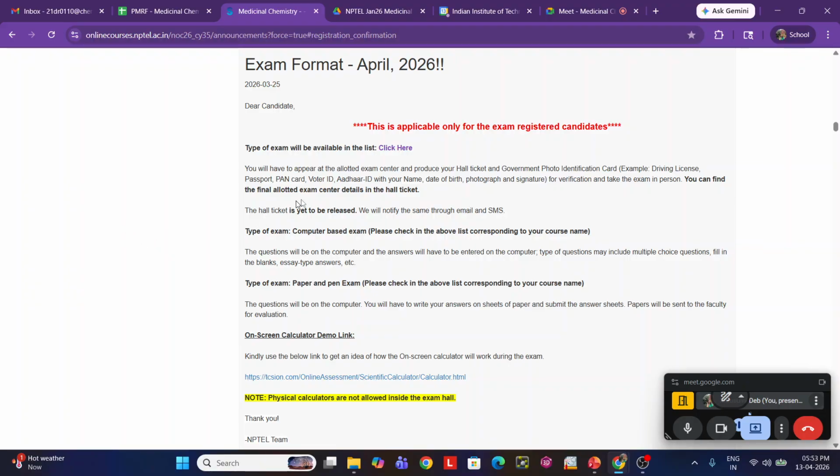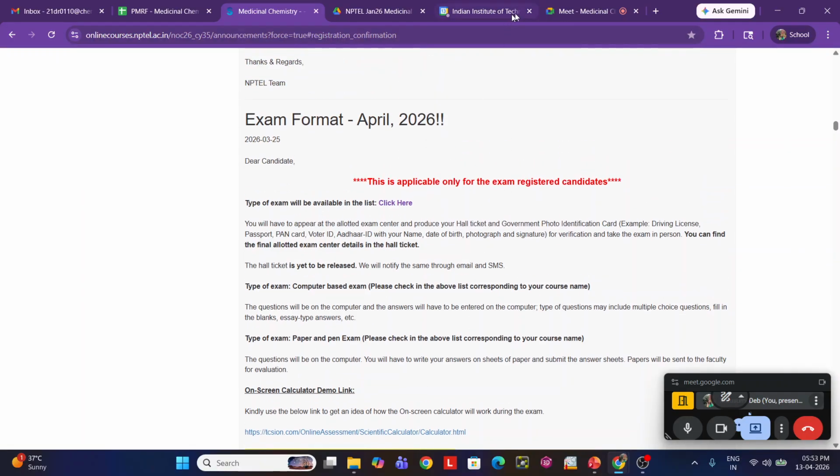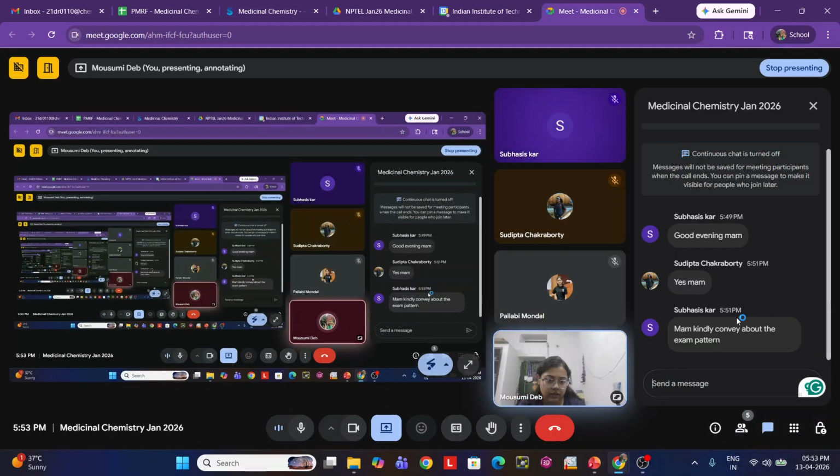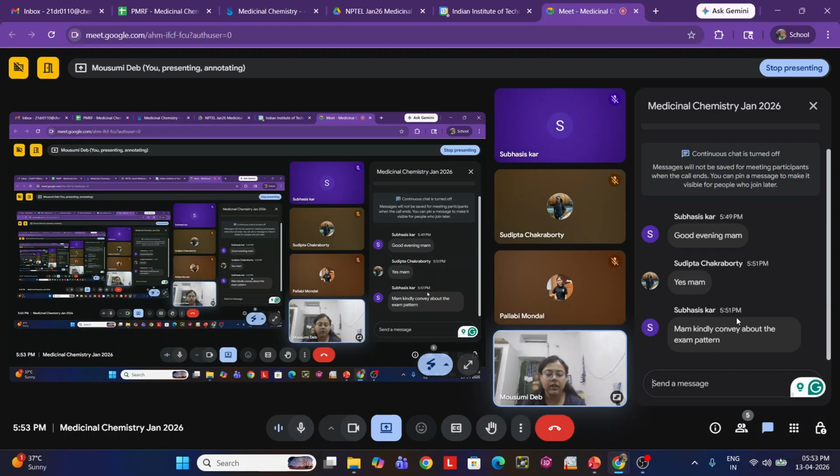There will be an on-screen calculator. You can use this link to try the calculator demo before your examination, to get an idea of how to use it. If you can go through this and check. So that will be your exam pattern and format. Mostly you will have MCQs and fill in the blanks or essay type examination, but everything you have to enter through the computer, because it is a computer-based examination.